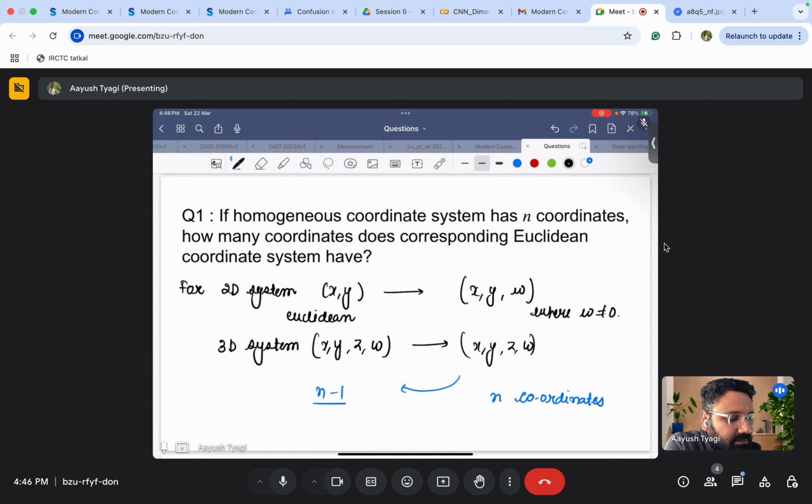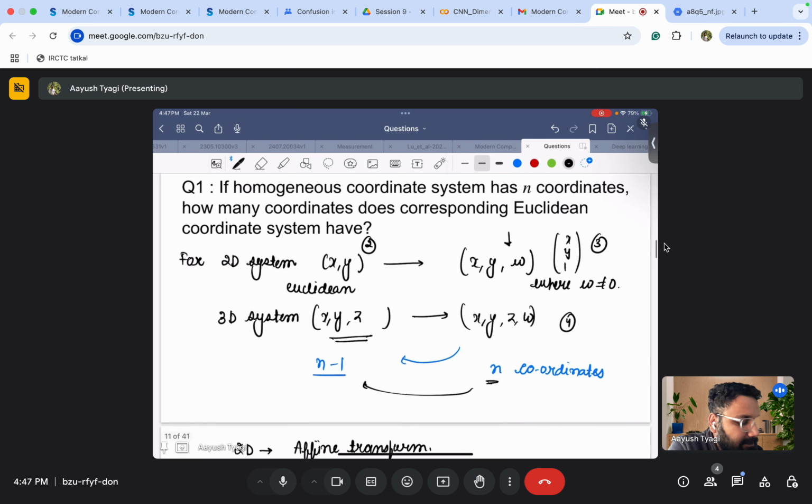For a 2D system, let us say you have a point x comma y in the Euclidean space. In the homogeneous coordinate space, you have x comma y comma w, generally written as x comma y comma 1. So here you have 2 coordinates, and there you have 3 coordinates. Similarly, in a 3D system you have 3 coordinates, and when you convert it to homogeneous coordinates, you have 4. So if the homogeneous coordinate has n coordinates, the Euclidean space has n minus 1 coordinates.